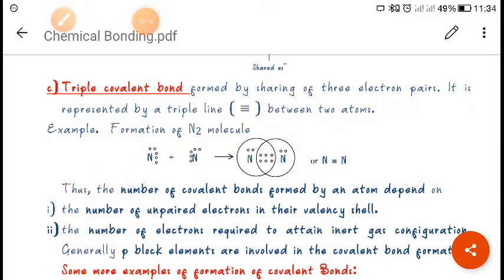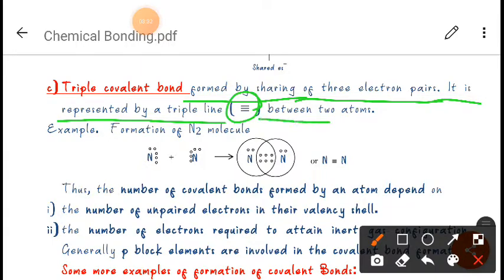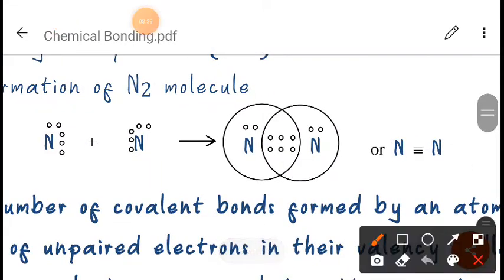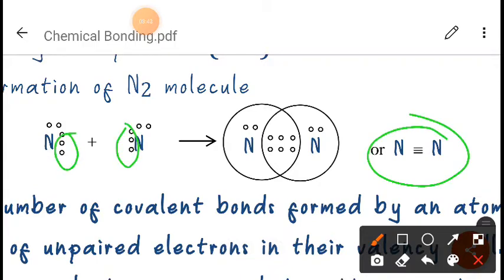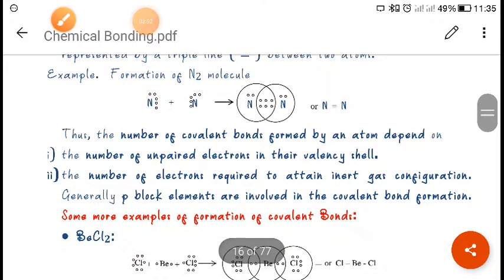Now next is the triple covalent bond. If the atoms are sharing three electrons each, then it is called a triple covalent bond. Triple covalent bonds are formed by the sharing of three electron pairs, and it is represented by a triple dash between the two atoms. An example is given here: N2. The two nitrogen atoms share three electrons each, and they make a bond, N2, which is a triple bond. I hope you have understood what single, double, and triple covalent bonds are, right?